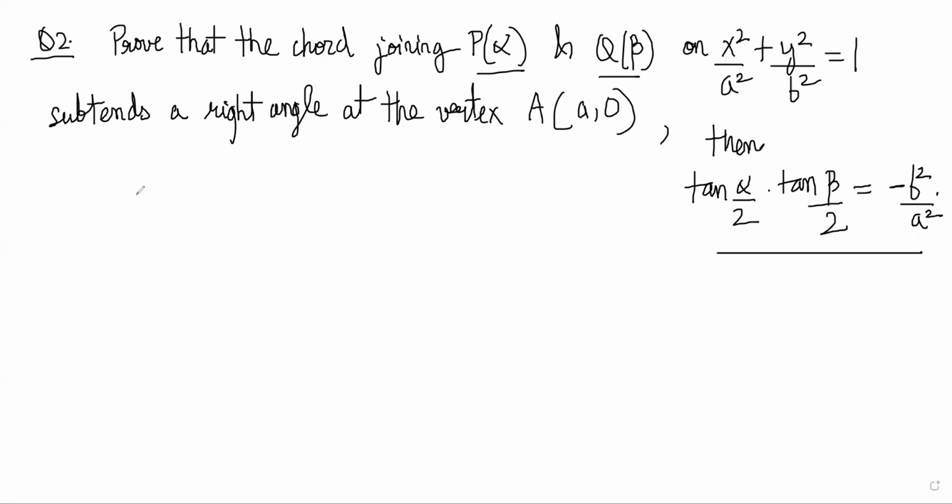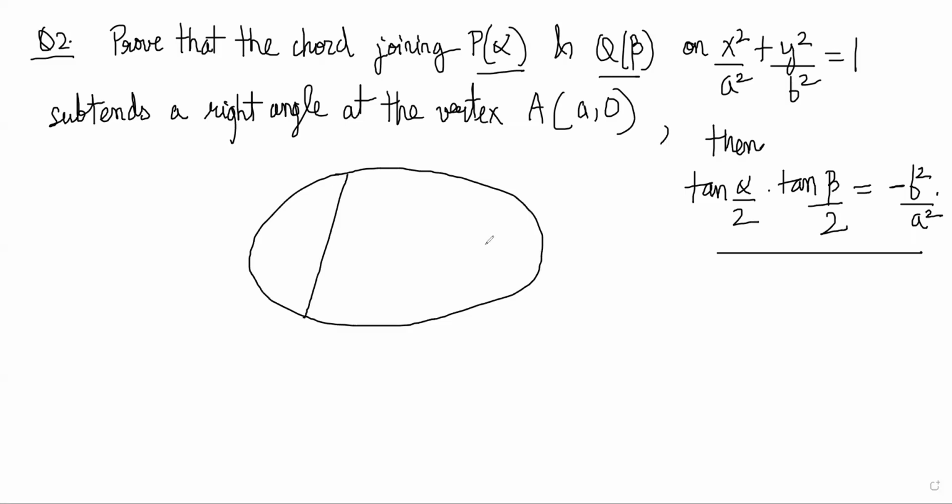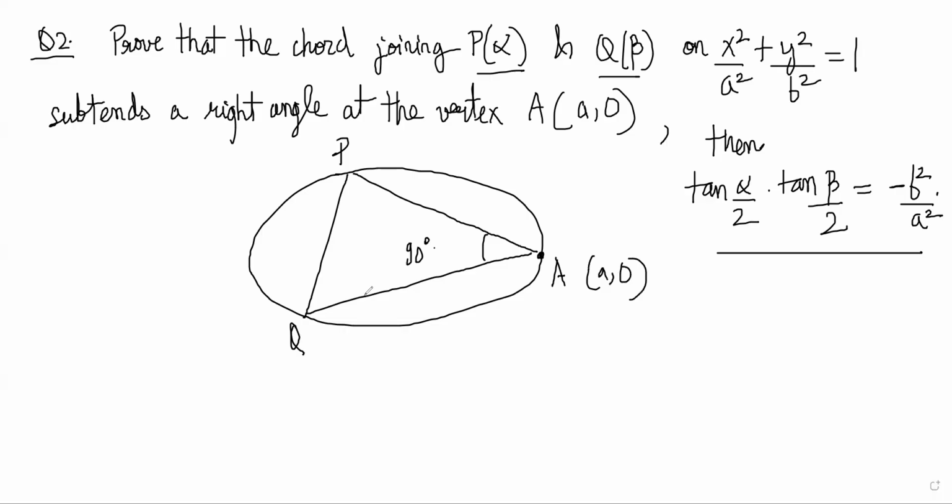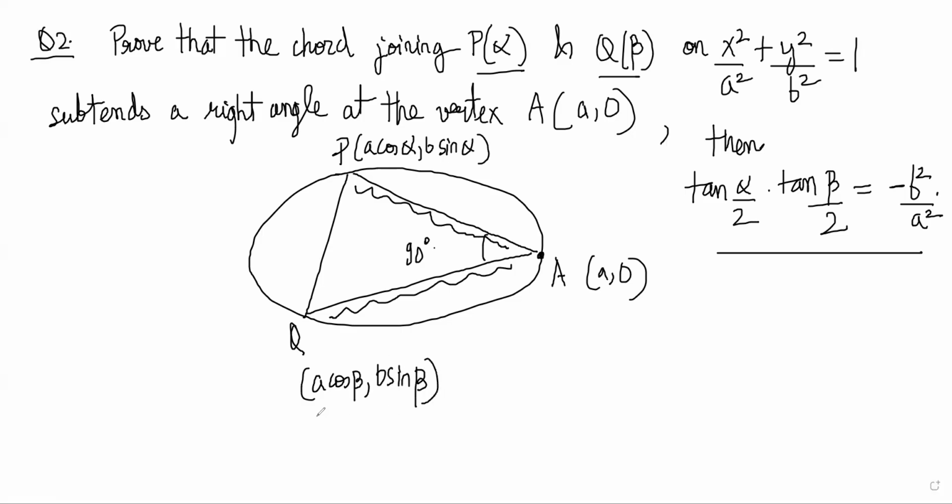So what we can do is we know that this is the situation. There is a chord like this and the vertex A here. We know that this angle is supposed to be 90 degrees, right? So the vertex A is a comma 0. All you need to do is check the slope of this line, and the product of the slopes should be minus 1, right? And the point here is a cos alpha, b sine alpha, and the point here is a cos beta, b sine beta, and this point is a comma 0. So it's a very simple problem.